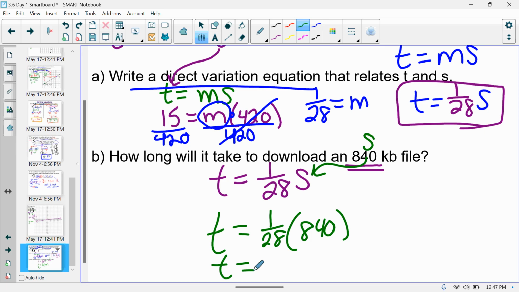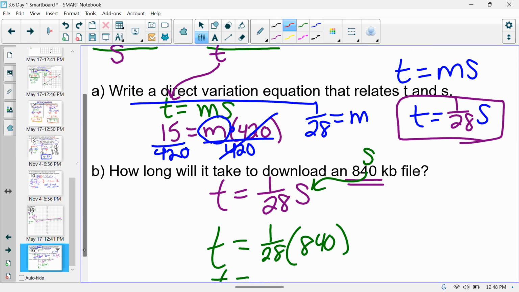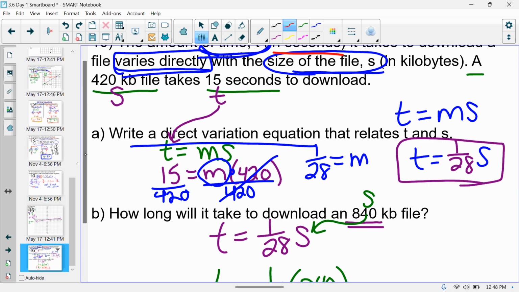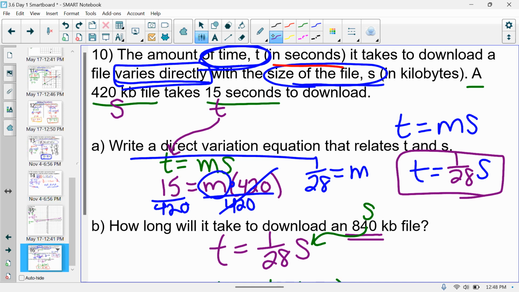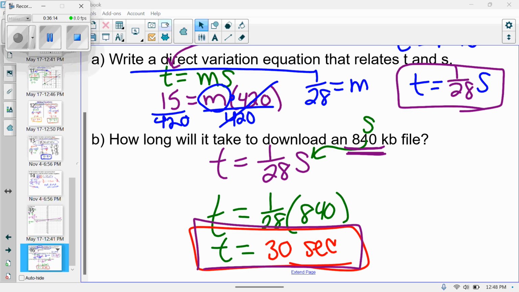Anybody have it yet? 1/28 times 840, Elise? Yep, and it's the time in, go back to your directions, seconds, right? We should label when it says story problem. It's going to take us 30 seconds if we have to download an 840 kilobyte file. Guys, also you can think about how that makes sense because we started with a 420 kilobyte file and that took 15 seconds. This is twice as big and it's going to take twice as long to download, okay?